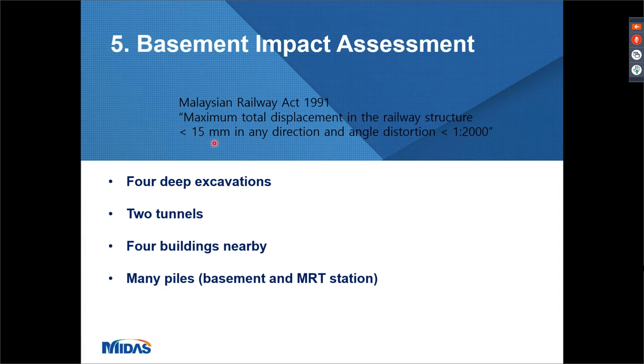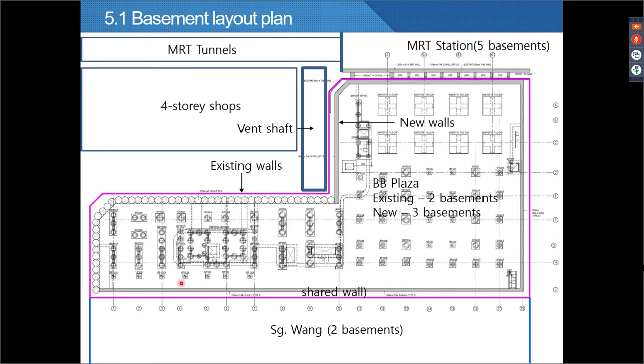This model includes 4 deep excavations, 2 tunnels, 4 nearby buildings, and many piles which was used to support slabs and for temporary structures. This is the layout plan of the basement excavations. This is the existing two-level basement. The new three-level basement will be constructed parallel to the existing two-level basement.